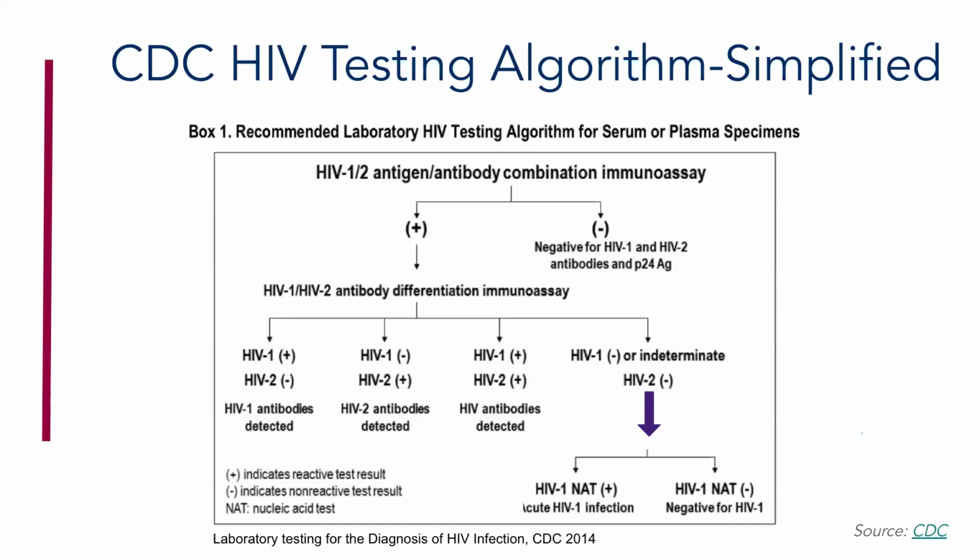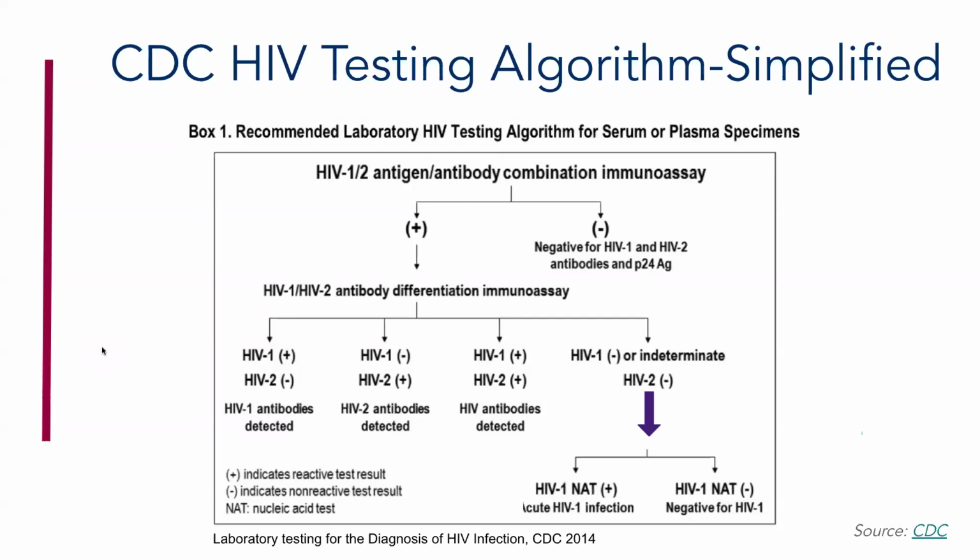Okay. So then, recognizing that the first test nowadays that is typically done, especially when you're talking lab-based screening, is the antigen antibody test, then it makes a little more sense if you follow this sort of simple CDC algorithm. So you start with the antigen antibody test.